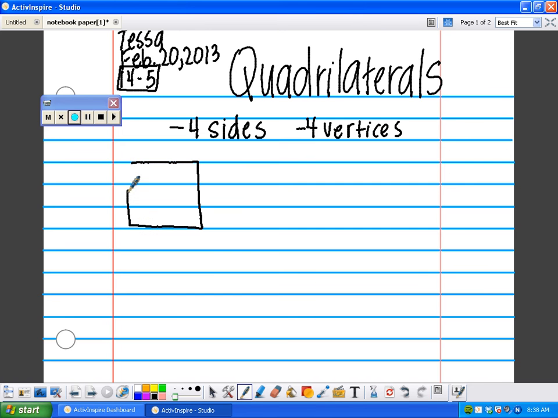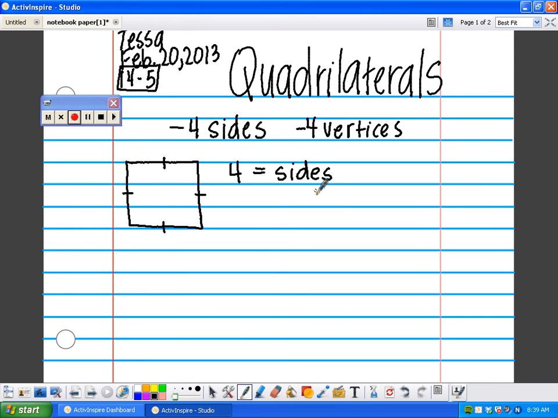I'm going to try my best to make 4 equal sides. Okay, what's my little shortcut for showing you that this has 4 equal sides? I don't have to write 4 equal sides. What can I do? The little tick marks. Good. I can put 1 tick mark on each of these to show you all 4 sides are equal. Okay? We did those with our triangles yesterday. So any shape that has 4 equal sides, 4 equal length sides, and look at its angles.